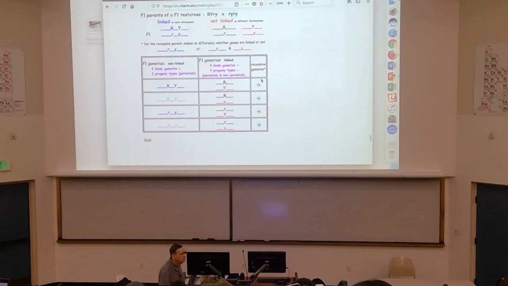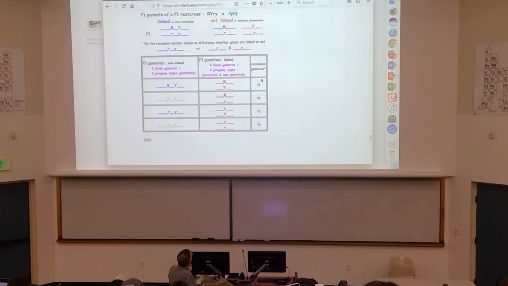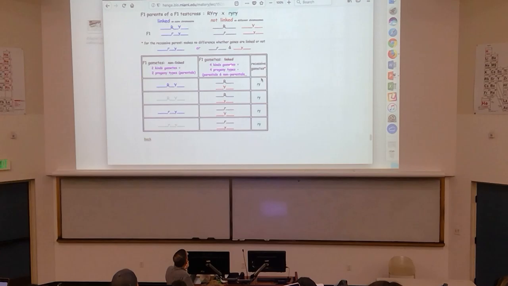Well, what about over here, in which I have linked genes? The R on one, the Y on another. When they begin to segregate, you're going to end up with four different kinds of alleles. I'm sorry, this is backwards. This should be linked versus unlinked. I need to change that. I just realized that's labeled wrong. Does everybody agree that that's labeled wrong? Yes. Because these are on the same chromosome, so they have to be linked. These are on different chromosomes, so they have to be unlinked.